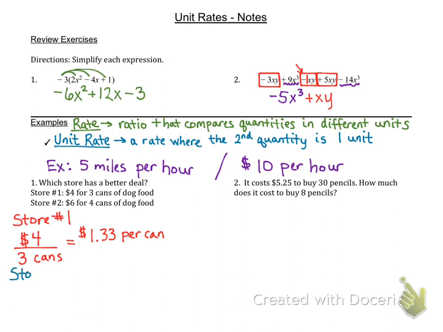Now for store number 2, we're going to do the same thing. So we have $6 for 4 cans of dog food. So I'm going to do $6 divided by 4 cans. And when I do 6 divided by 4, I get $1.50. So it's $1.50 per can of dog food. So now which store has a better deal? Well, store number 1 has a better deal because it's $1.33.